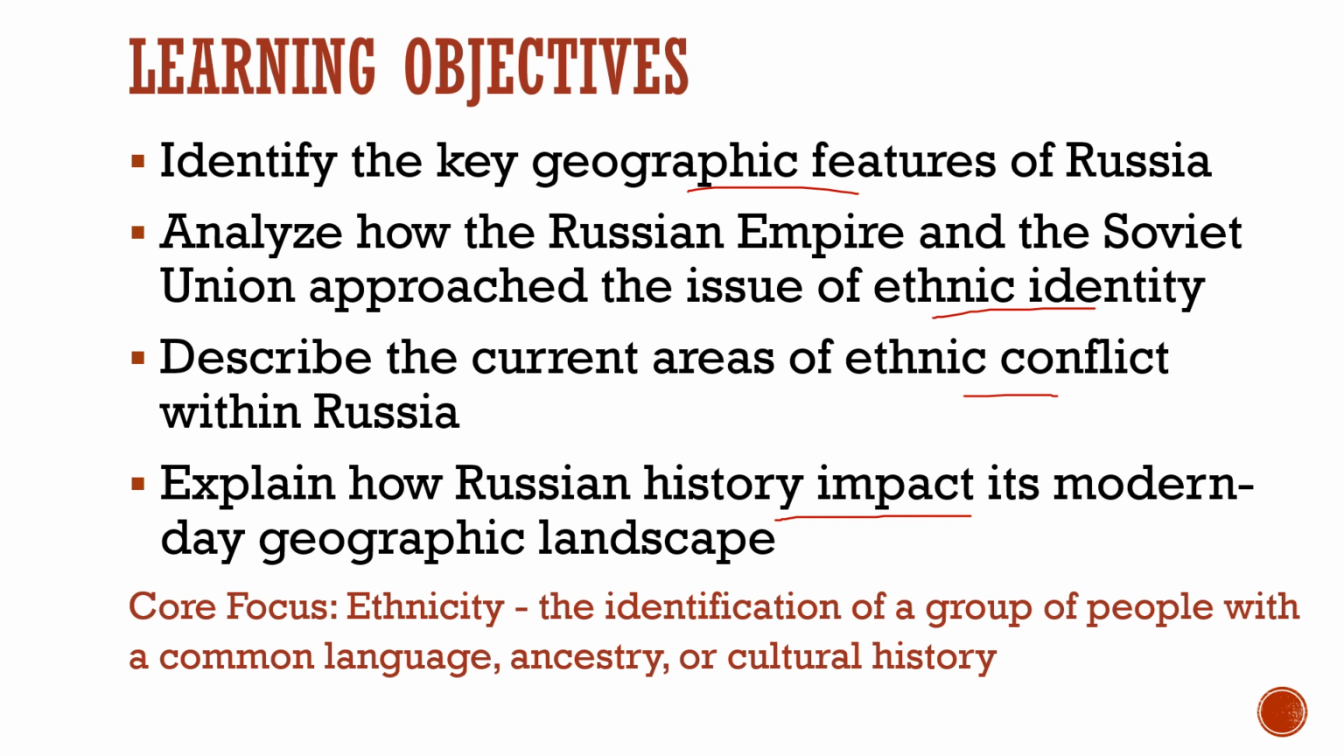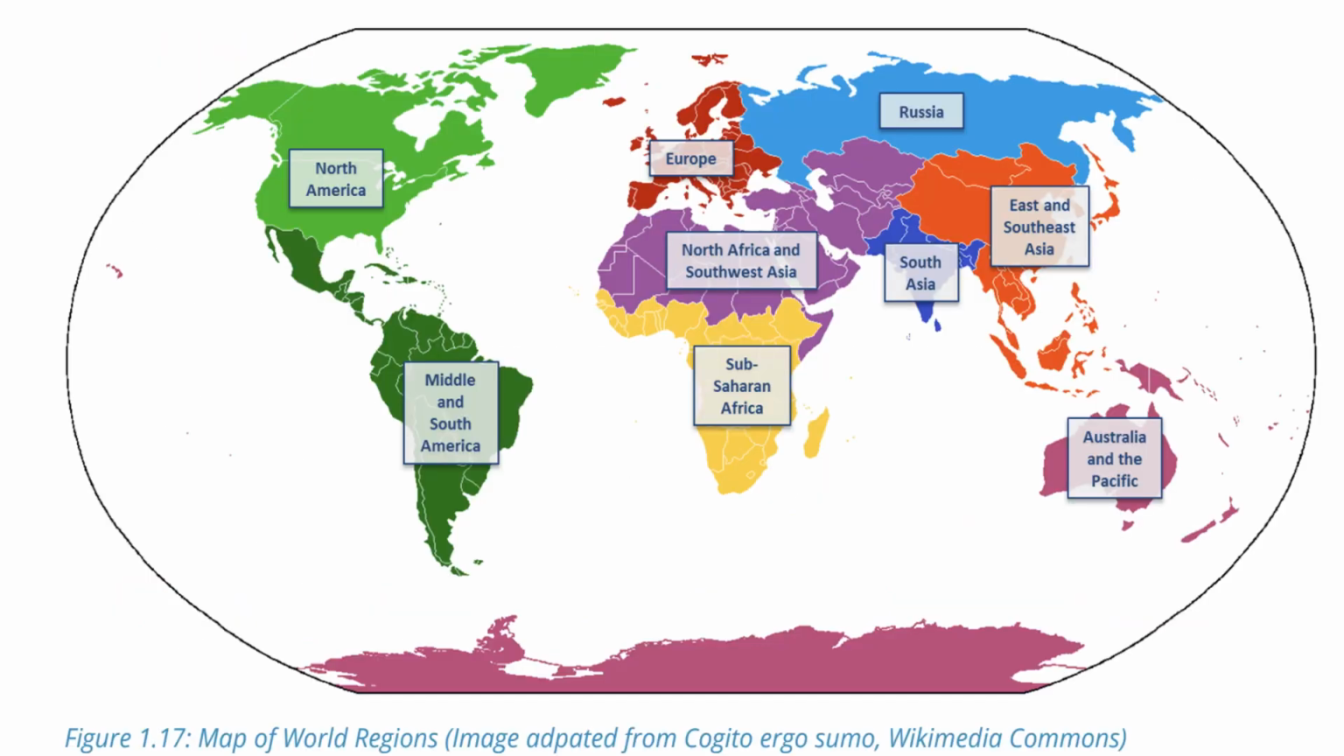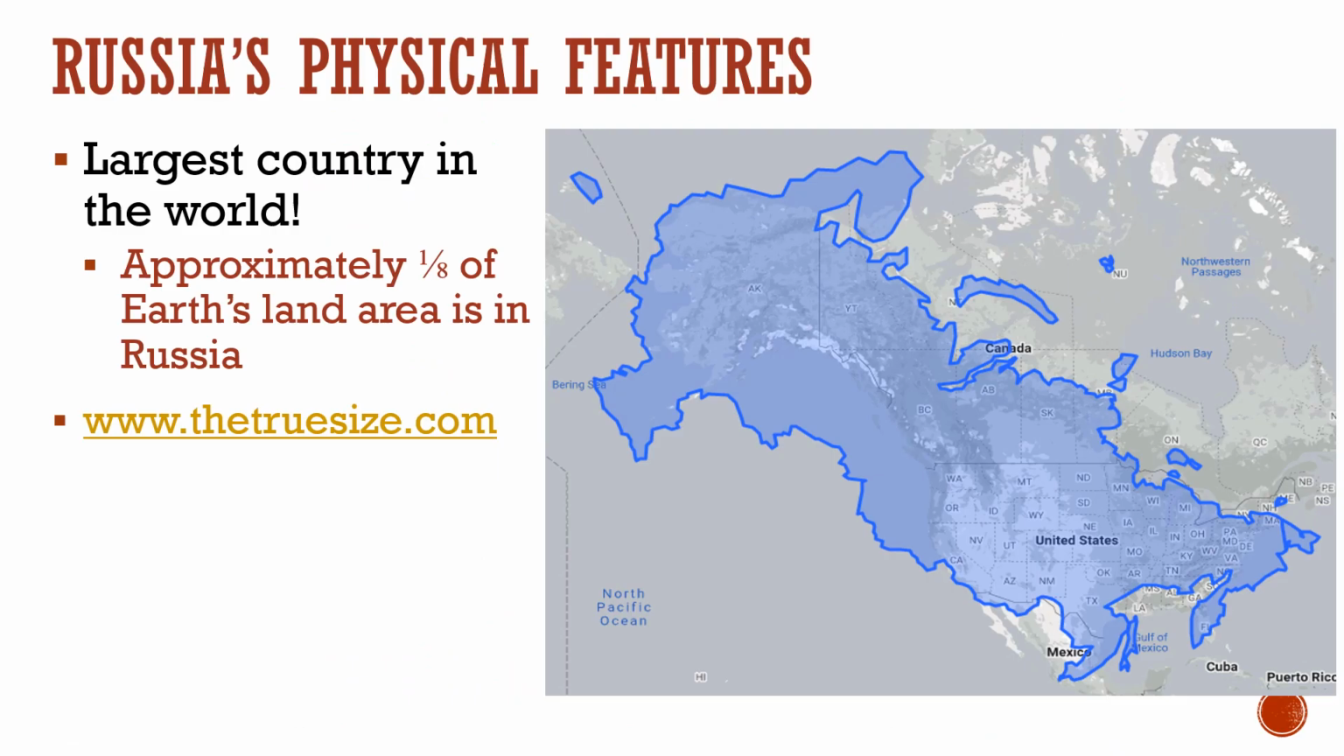So the core focus for this region is ethnicity, which is just the identification of a group of people that have commonality regarding language, ancestry, or their cultural history. Again, just looking at where we're at in the world, of course, Russia is toward the northern hemisphere, so that's going to lead to its colder climate, but very large, as we'll see here in just a little bit. Definitely the largest country that we'll see.